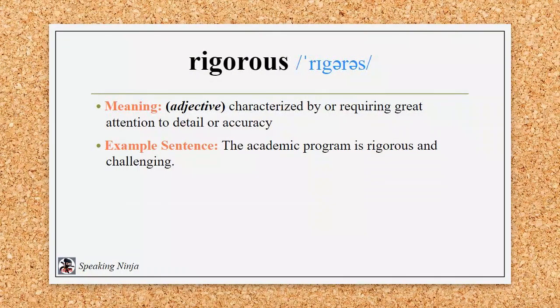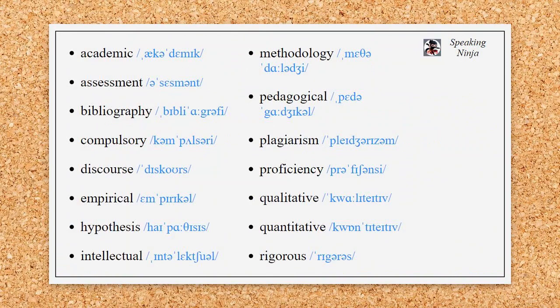And finally, let's not forget rigorous, characterized by or requiring great attention to detail or accuracy. A rigorous academic program challenges students to think critically. There you have it, a journey through the world of academic vocabulary. These words are your tools for expressing complex ideas, engaging in scholarly discussions, and navigating the world of knowledge. Use them wisely and conquer the world of academia.